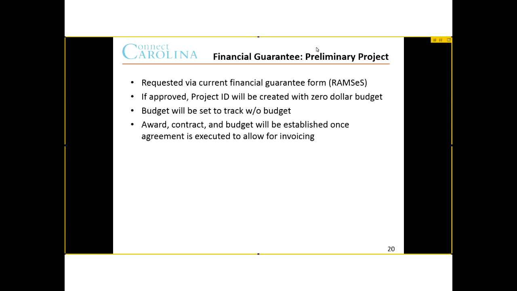For financial guarantees, we're going to continue to request this via the current financial guarantee form that we use in Ramses. And if it is approved, the project ID will be created with a $0 budget. The budget will be set to track without budget. And awards, contracts, and budgets will be established by OSR once the agreement is executed to allow for invoicing.